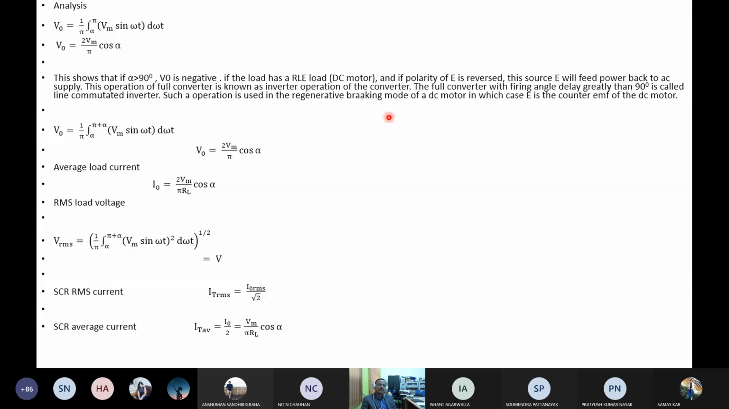Sir, here the RMS current is I not RMS by 2 or root 2? Which one? ITRMS is I not RMS by root 2. Sir, average is I not. Average current is V naught by R, average voltage by resistance. SCR average current is always I naught by 2. There are 4 switches, so 2 pairs of switches share the load current. So I naught by 2.